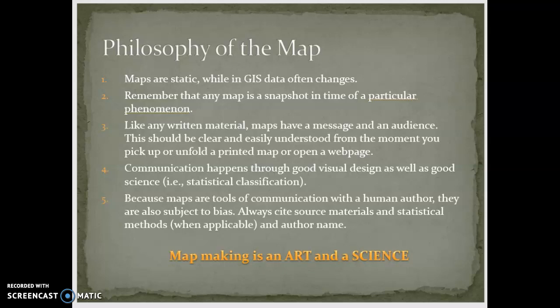And like any written material, maps have a message and an audience, and it should be clear and easily understood from the moment you pick up or unfold a map or open a web page. And given that, communication happens through good visual design as well as good science. And because maps are tools of communication with a human author, they are also subject to bias. Also something to keep in mind both as a user and a creator of maps. So this is why we always cite sources, materials, statistical methods and an author name. And maybe let me just reiterate the point that map making is both an art and a science. There is a design, subjective element, but there's also a scientific, analytical element to it.